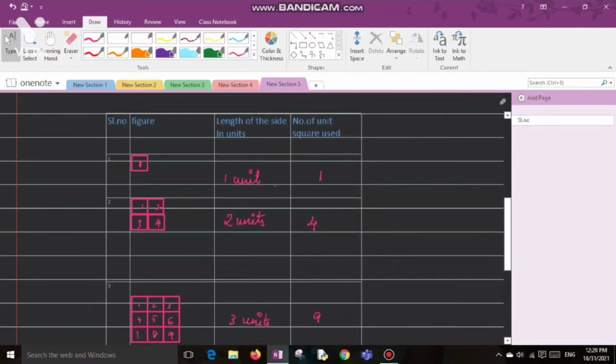Now let's look into this table. There is 1 unit square given and they're asking the length of the side in units. So it is 1 unit and the number of squares used is 1. The second figure, 2 units. The length of this is 2 units because there is 1 unit square here, the other unit square here. So 1 plus 1 is 2. So the length of the side is 2 units and the number of unit squares used is 4.